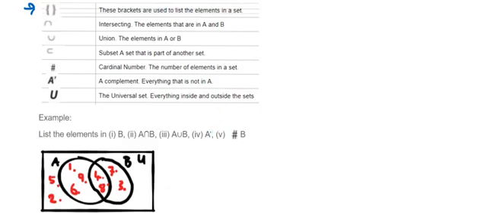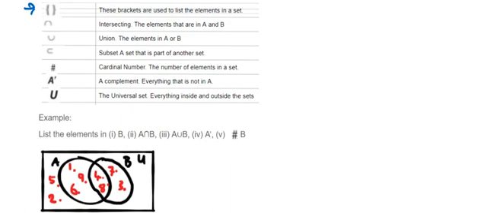The next one is subset. So that's like a set within another set. So it's a set that is part of another set. The next one is cardinal number. So it's like a little hash sign. So that's just the number of elements that are in a set.